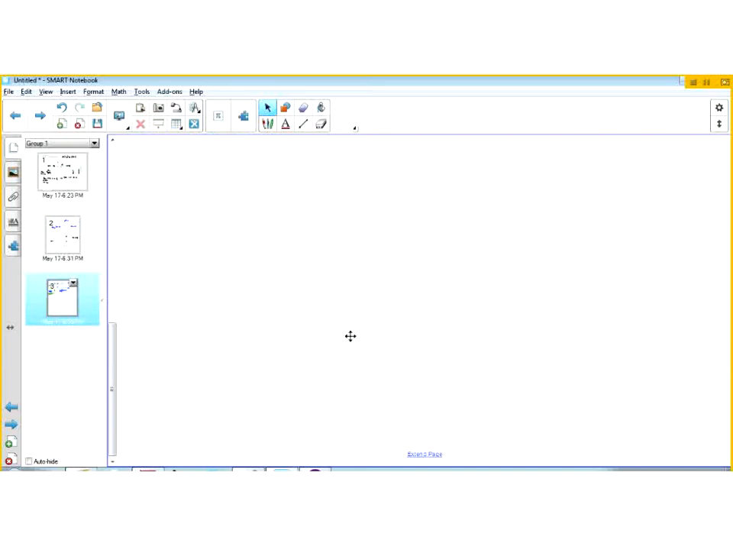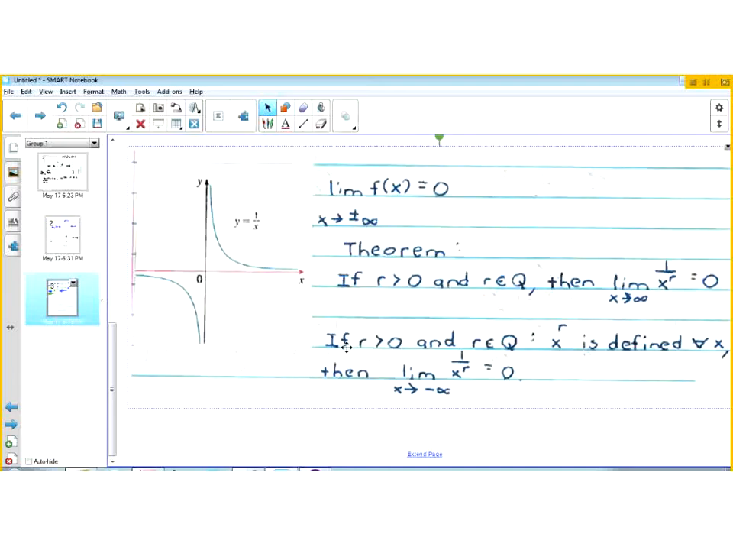Extend the page, paste. All right, so look at the graph y equals 1 over x, which is your classical normalized hyperbola. And notice that as x approaches plus infinity, the output of the hyperbola approaches 0. And also as x approaches negative infinity, the output of the hyperbola approaches 0. And so this kind of property motivates a theorem. And the theorem goes as follows.